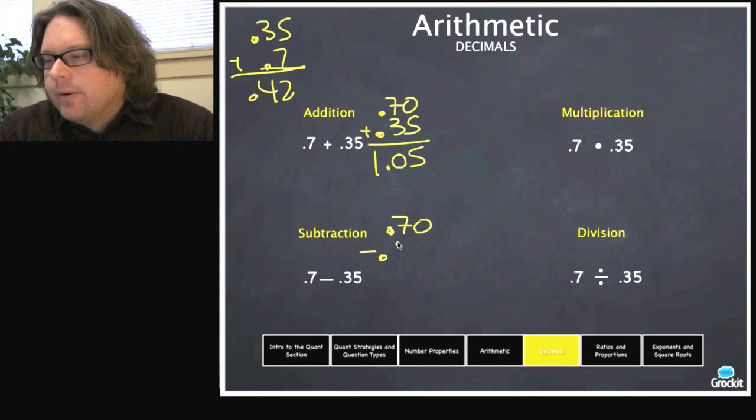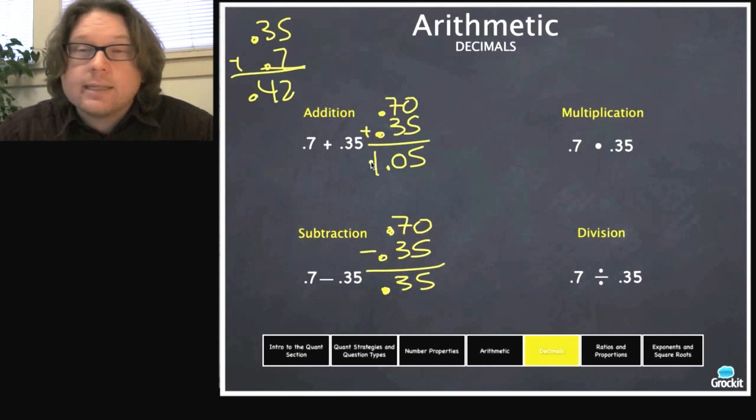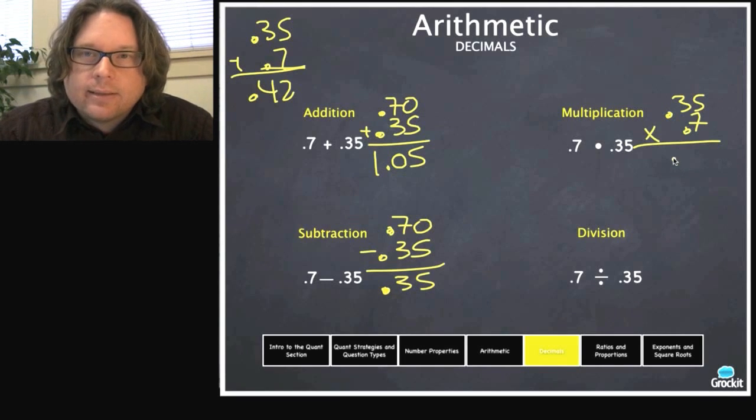0.70 minus 0.35, so it ends up being 0.35. It's the same thing as 70 minus 35, but then you have to make sure that the decimal points line up. Multiplication, you have several different options, but basically it doesn't matter which one you put on top. You just have to make sure that you keep track of all the decimal places at the end.